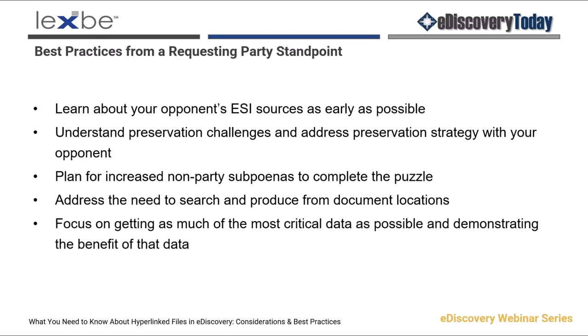The next one is to pick your battles and focus on getting as much of the critical data you need as possible. There will be some data that's simply not available to get, and there's nothing you can do about that. You need to identify what data is most important to your case, request that as early as possible, and be prepared to demonstrate the value of that data when your opponent tries to assert a burden argument against having to produce it. The benefit has to outweigh the burden for it to be proportional, so be prepared to make an argument as to the benefit of that data that is as specific as possible.